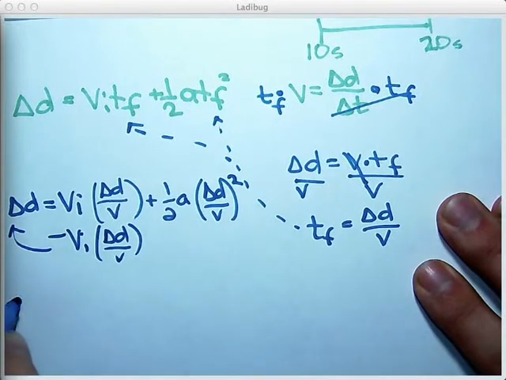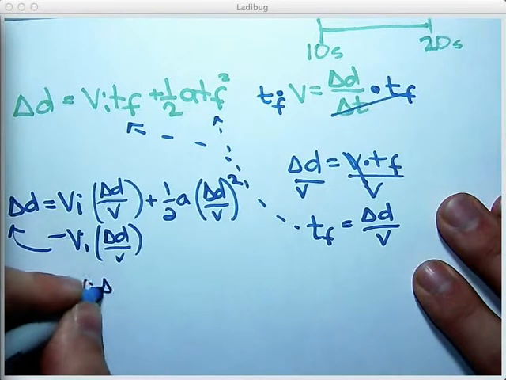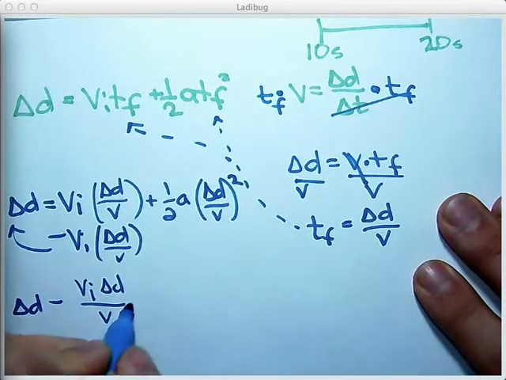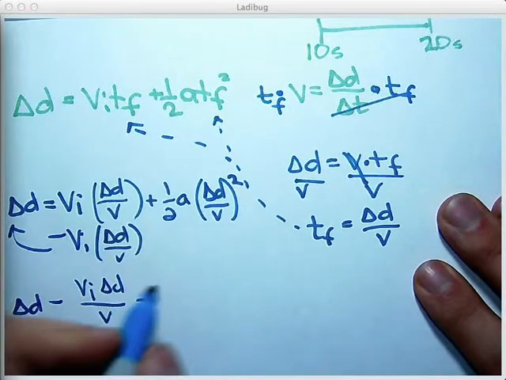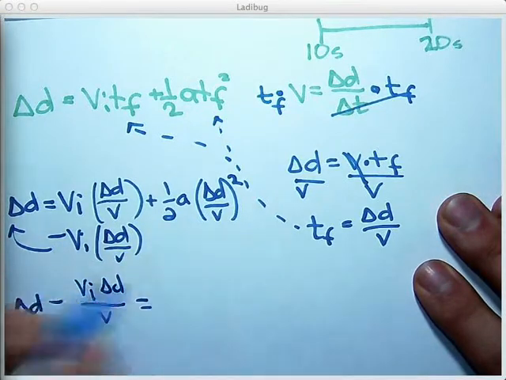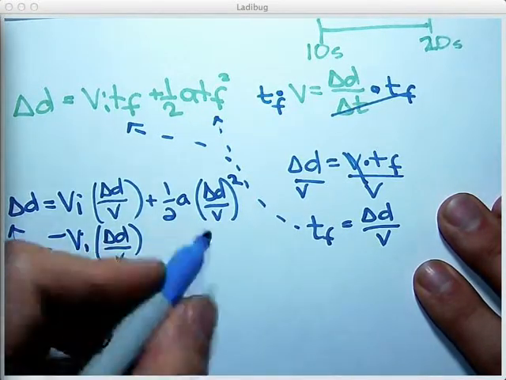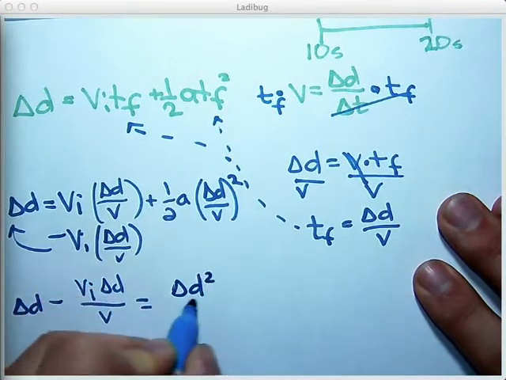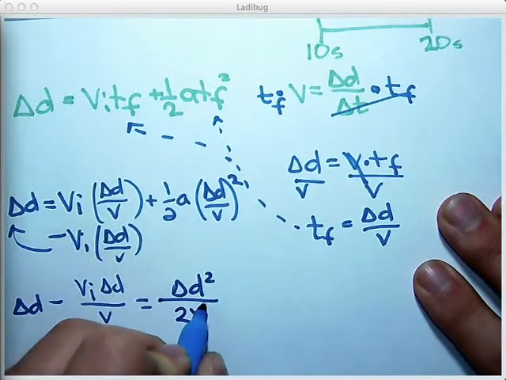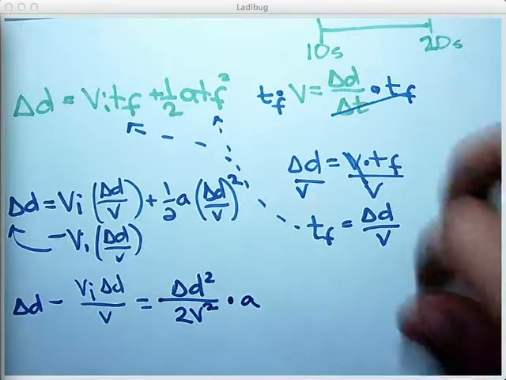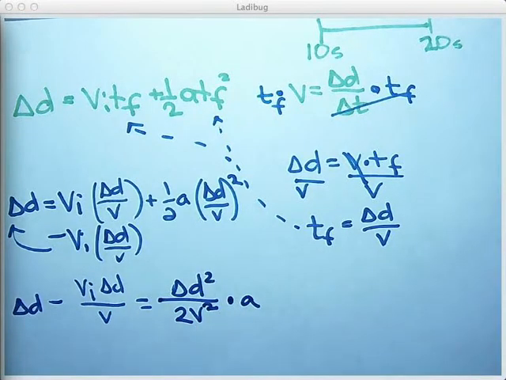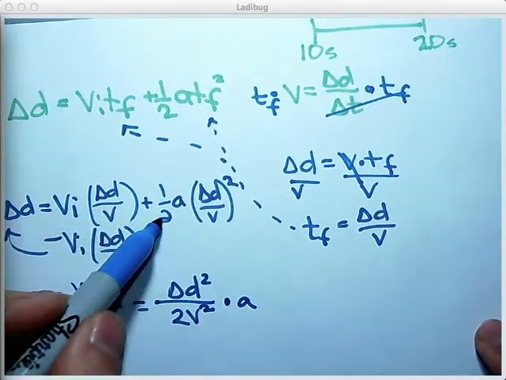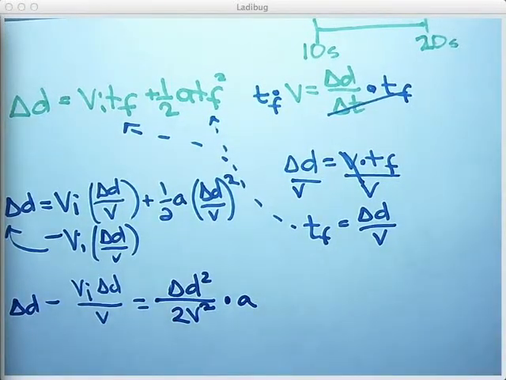And so I get delta D minus VI delta D over V is equal to, I'm going to do a little math magic here, delta D squared over 2V squared times A. Did I follow that? I just rearranged the letters a little bit. I distributed the square and put that on the bottom.